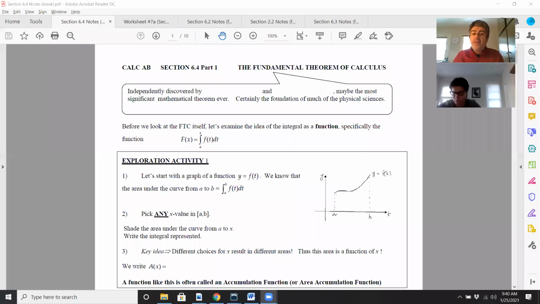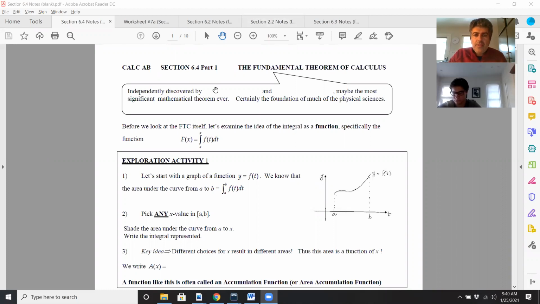Taking your notes. Okay, we're discussing section 6.4, part 1, the fundamental theorem of calculus. As the name implies, it's a very, very important theorem. It pretty much connects the fall and spring semesters, as I talked about in big ideas for week 3.